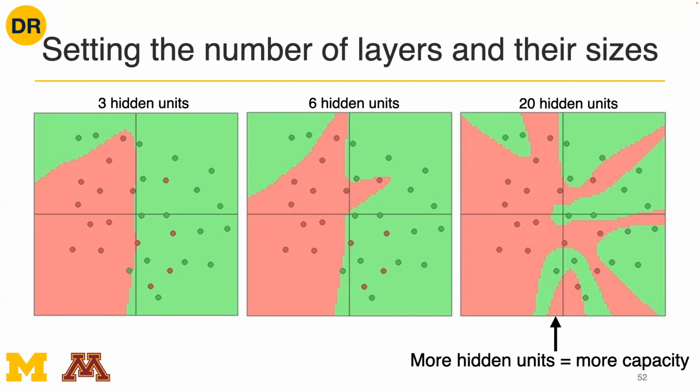And so the takeaway is that as you add width within your neural networks, you can represent increasingly complex decision boundaries. This can be good in the sense that you can potentially have higher accuracy on more complex data sets, but it can also be bad in the sense that you might overfit.